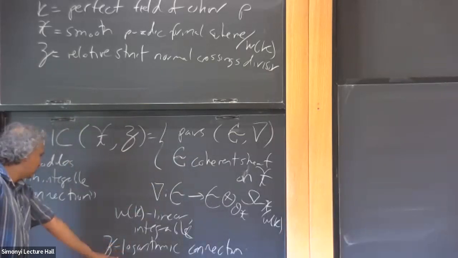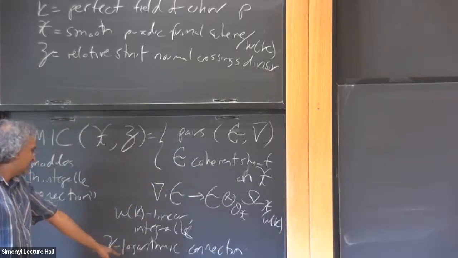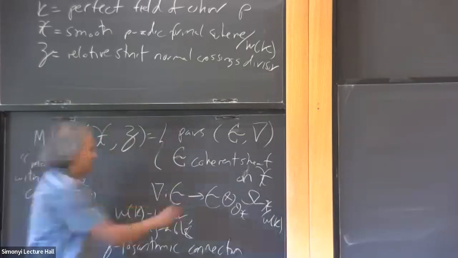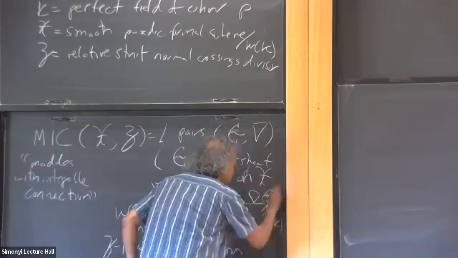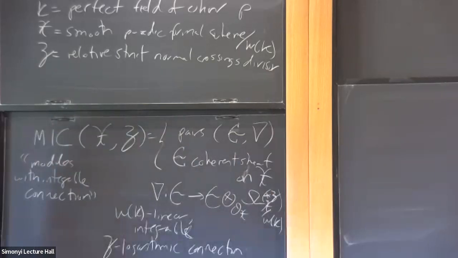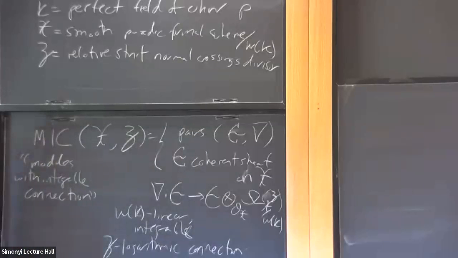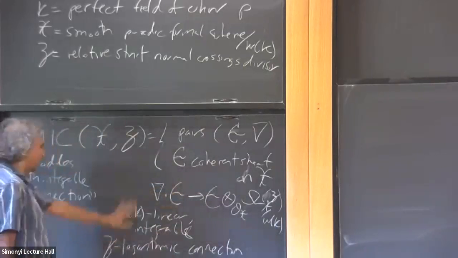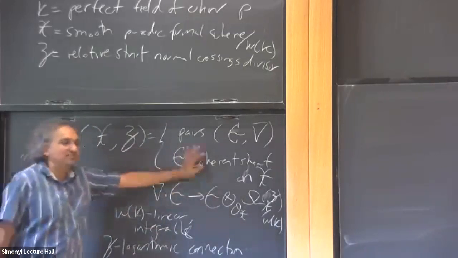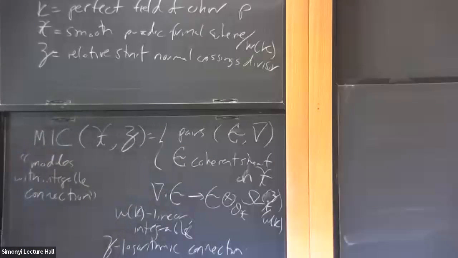Yes, so I wrote Z logarithmic to mean allowing not arbitrary poles, but log poles along Z. Yes, but then it does not need to be locally free in characteristic 0, it could be just coherent. That's true. With the log connection, it can be more complicated. So, but let's just say coherent. I don't think I need anything stronger than that.